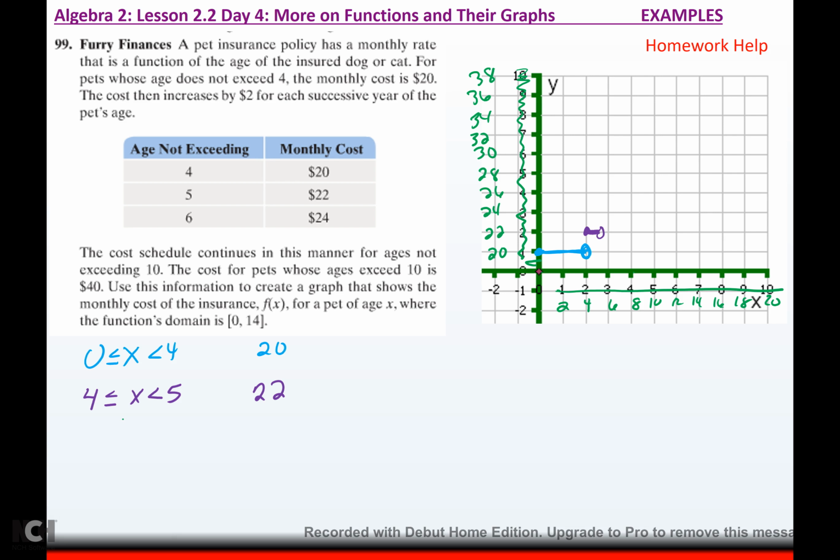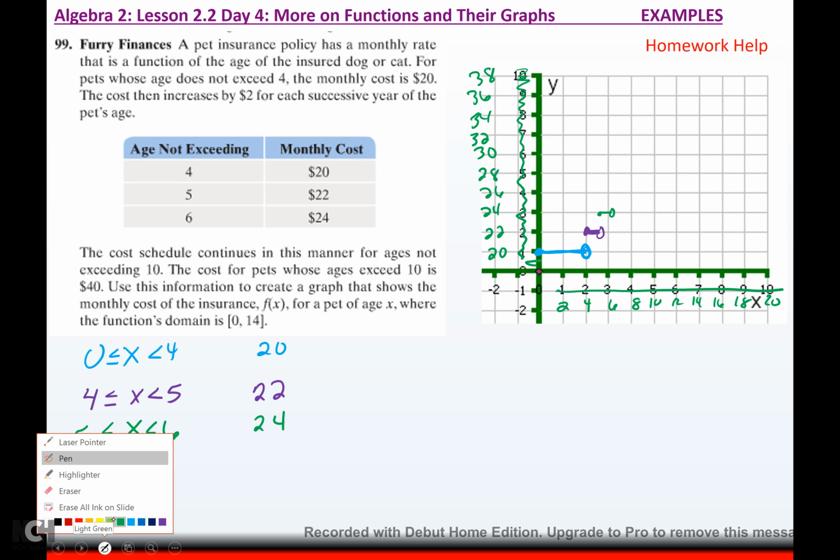Let's switch colors. If your pet is between 5 and 6, then your cost goes up to 24. And again, you can be equal to 5 here, but you can't go over 6. So again, from 5 to 6, there's going to be your lines.